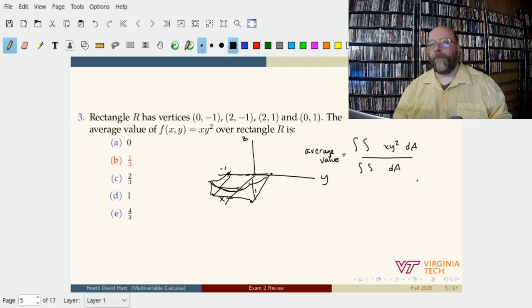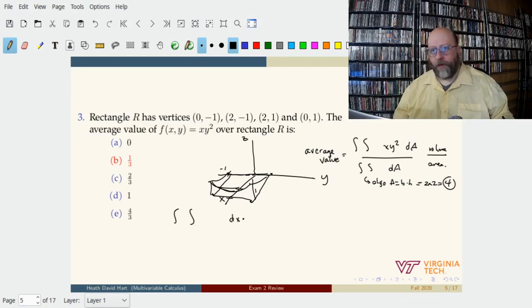Okay? So this is the volume divided by the area. Well, in this case, we don't actually need the calculus to find the area. The area is also base times height, because this is just a rectangle, and the base is 2 and the height is 2. So the area is 4. That saves us having to do one of the integrals. But we are going to have to do the other integral.